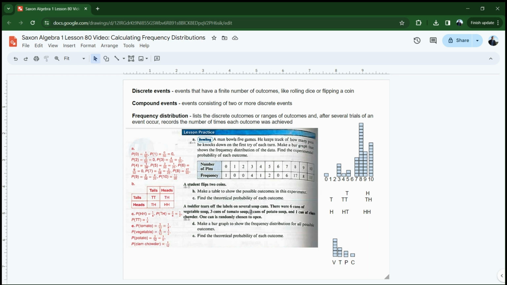And then the frequency distribution is just some way of showing the different outcomes. It could be a table, could be a word problem like this. This is a frequency distribution too. More often than not, you're going to be making a table that shows the possible outcomes and how many of each outcome there are. This is the visual picture of frequency distribution.